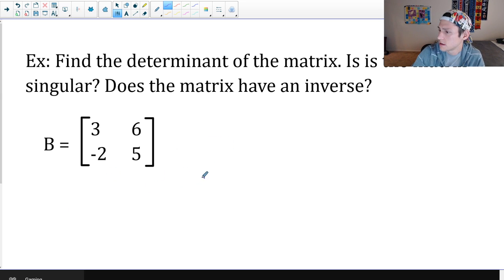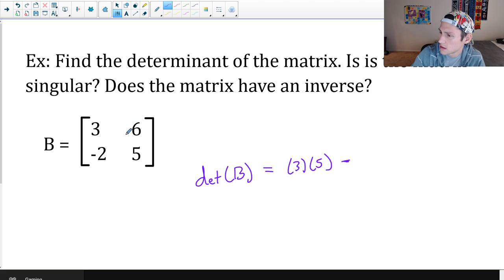So the determinant of B is, so I first look at the main diagonal. So that's 3 times 5. And then I subtract this other diagonal, the opposite one, so 6 times negative 2. Okay, so 15, 6 times 2 is negative 12, so minus negative 12, so that would be plus 12.